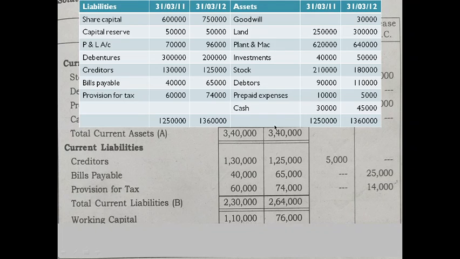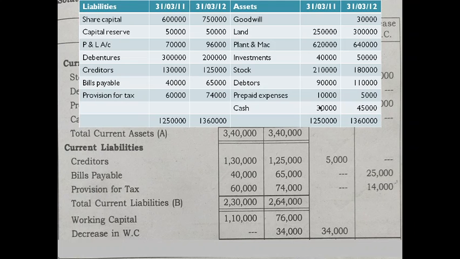Likewise, if you take the difference between the total of current assets in the second year and the total of current liability in the second year, you will get the difference of rupees 76,000 in working capital during the second year. So if you go through it, you know how to deal with this part. There is a difference of a certain amount in the second year, so it means 34,000.